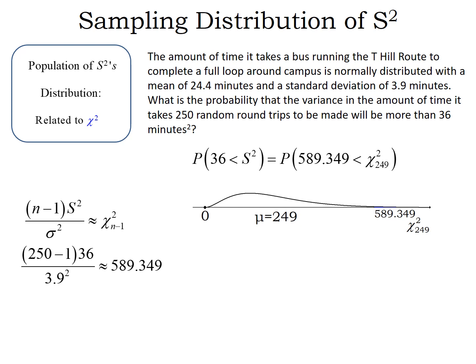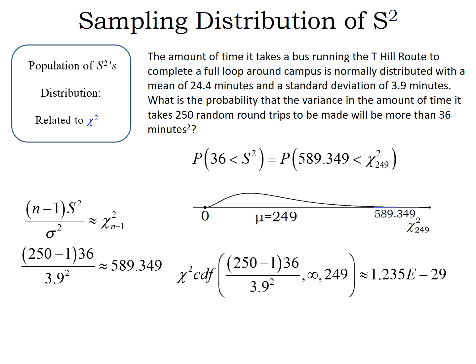249 degrees of freedom, that's our sample size minus 1. So the mean is 249, because on a chi-squared, the mean is always equal to the degrees of freedom. So 589 is way over here on the right-hand side, and we want the probability of getting that chi-squared score or a higher one. So you can barely see this little tiny piece of shading in blue on the right-hand side of the graph. And we want to find that probability using our chi-squared CDF.